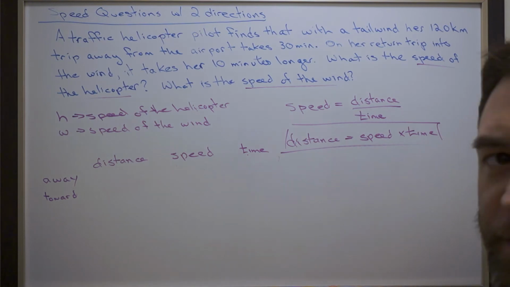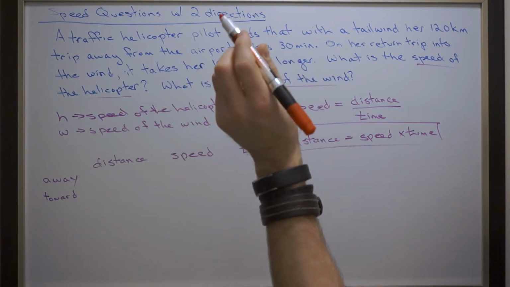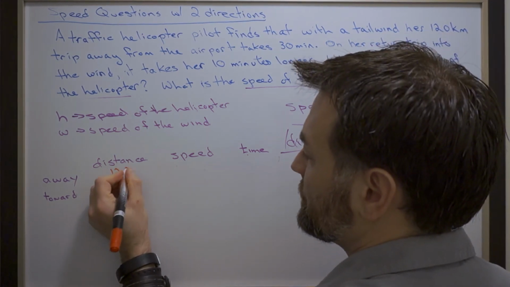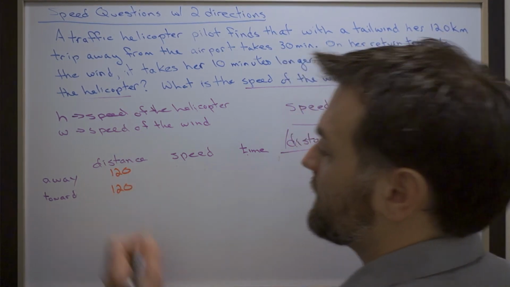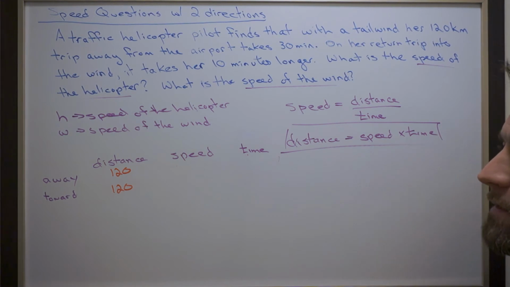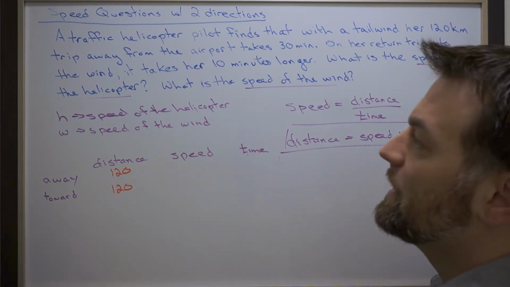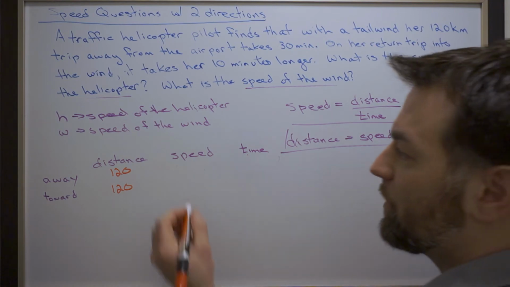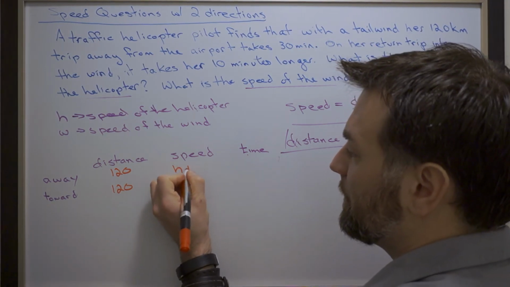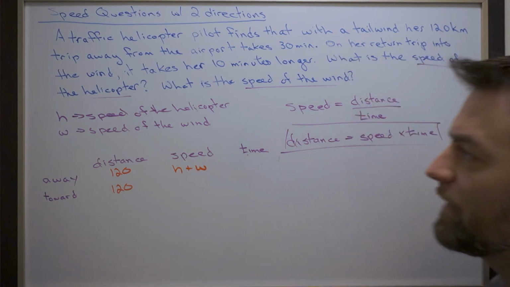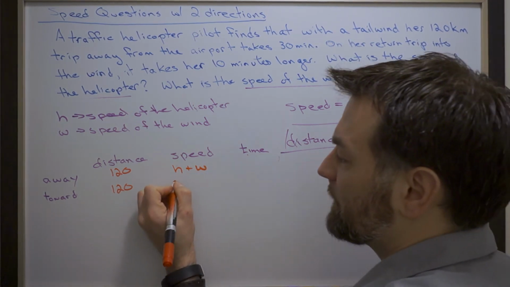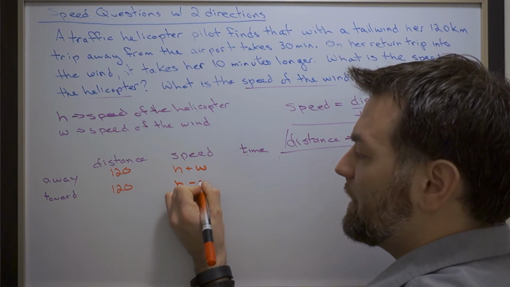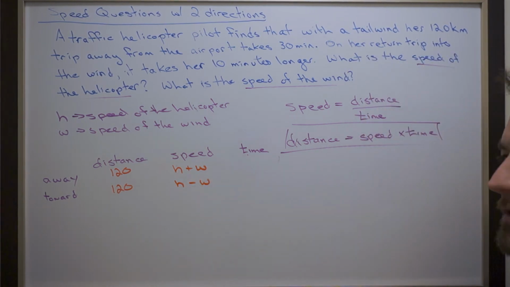So now to fill in our table, we have the distance is consistent in both cases as she travels away and towards the airport. She's traveling 120 kilometers. The speed in each case is going to be slightly different. As she's traveling away from the airport, it's the speed of the helicopter plus the wind that's helping her out, that tailwind. And then as she's traveling back towards the airport, it's the speed of the helicopter minus the wind that is slowing her down.